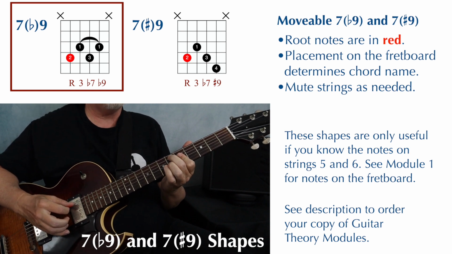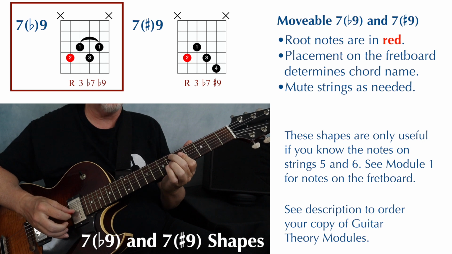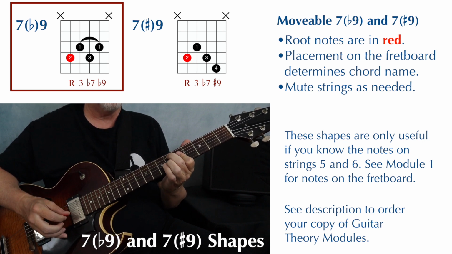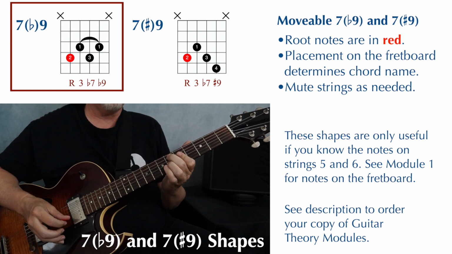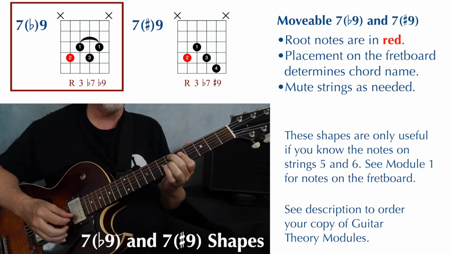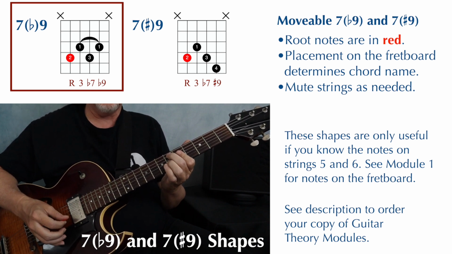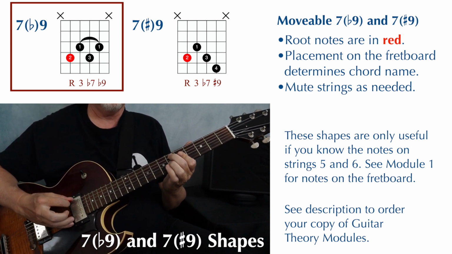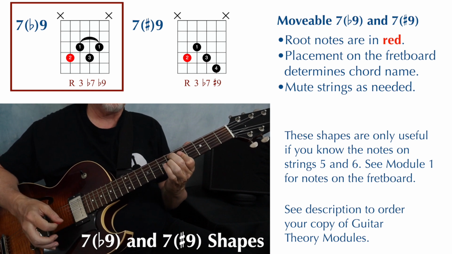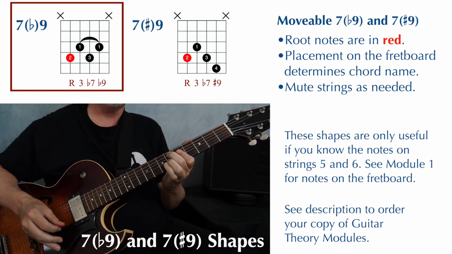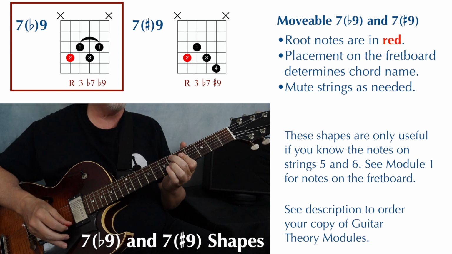This is finger 2 playing the root, finger 1 playing the 3rd of the chord, finger 3 is playing the 7th, and finger 1 is playing the flat 9 of the chord. So finger 1 is barring strings 2 through 4, and we're muting the 1st string and the 6th string.